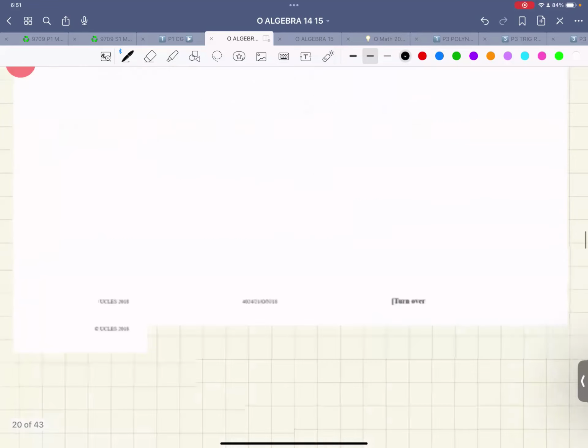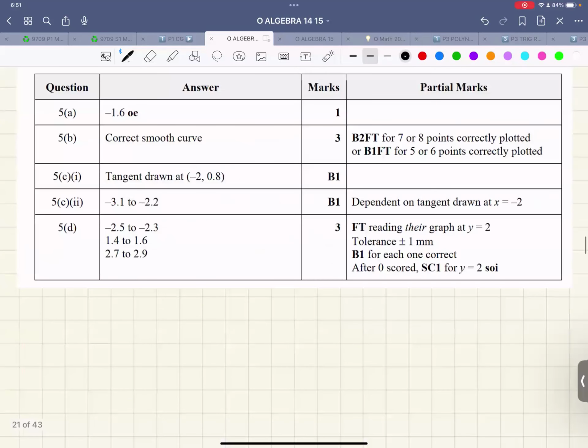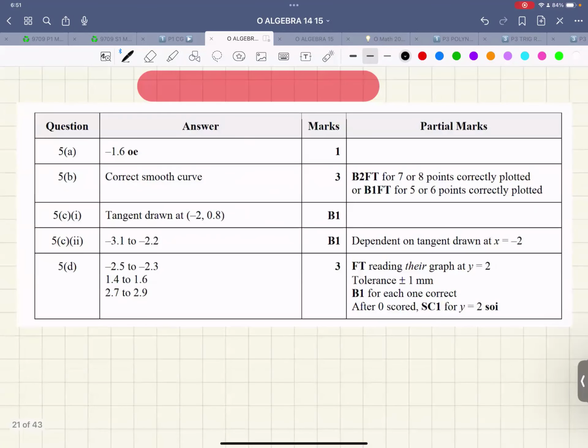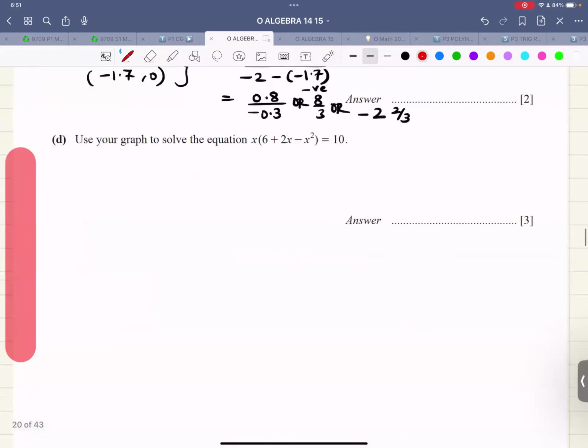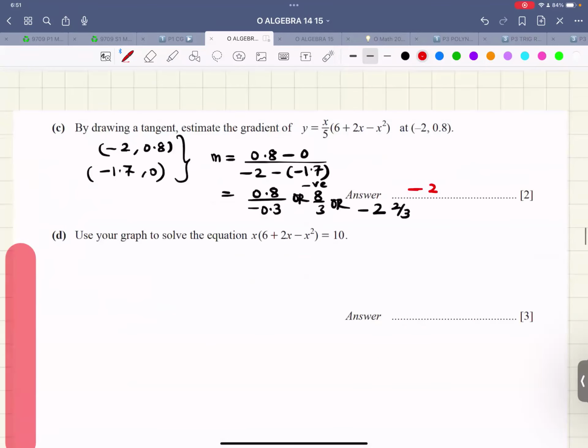Now let's look at the answer. The tangent is drawn at this point, and the answer lies between negative 3.1 and negative 2.2. Our answer is negative 2 2/3 in fractions, which is negative 2.6667 and so on. So it falls into this range, and that is the perfect answer. Negative 2.67, you can write this in the answer, correct to three significant figures. Okay, now this is done.